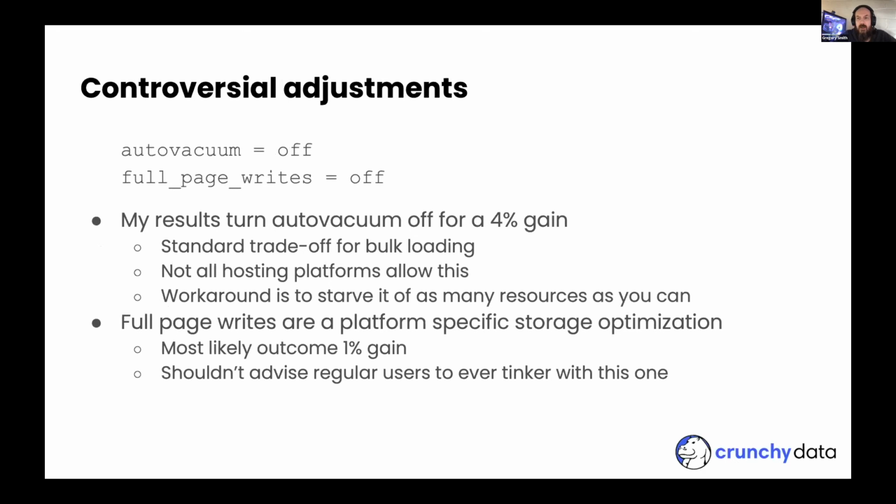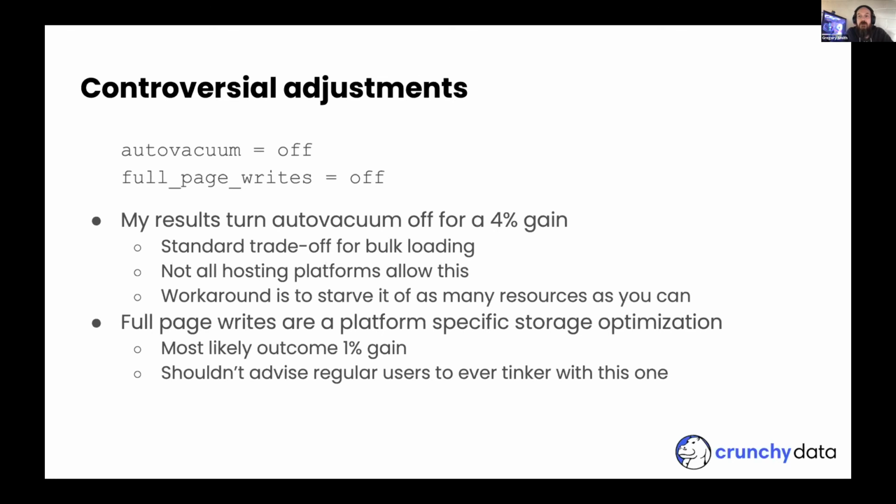I turn off autovacuum for my tests. I get about a 4% gain out of it. I consider that a standard trade-off for bulk loading. It turns out not all hosting platforms for Postgres even let you do this anymore, which I think is strange. If you can't turn autovacuum off, but you need that, you can use a workaround of turning its settings down to almost 0 and kind of starve it of resources to do the same thing. The documentation for the program suggests keeping autovacuum on. Like I said, it's controversial.